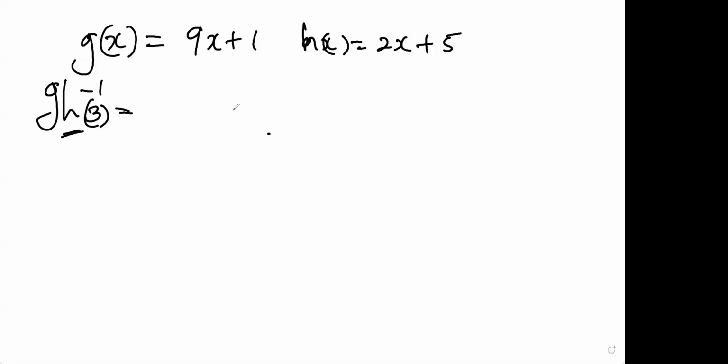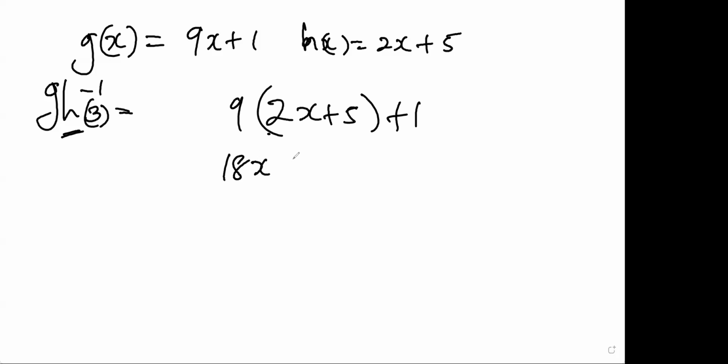All right. So f says 2x plus 5. g says 9x plus 1. 9 times 2 is 18, so that's 18x. And then 5 times 9 is 45 plus the 1. So that's 18x plus 46.